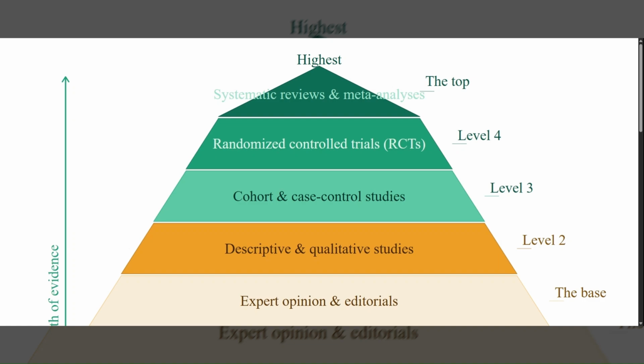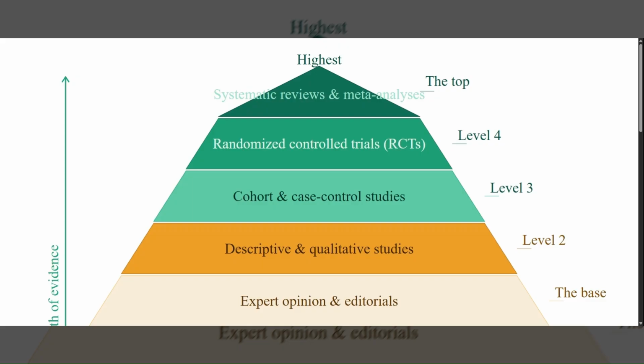You've learned a little about article types. Let's talk about the evidence pyramid. The evidence pyramid organizes types of research evidence from weakest at the base to strongest at the top. Understanding where a source falls on the pyramid helps you quickly judge how much weight to give it.